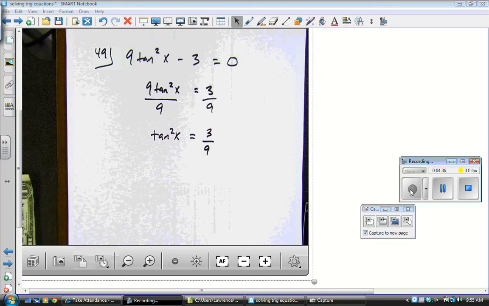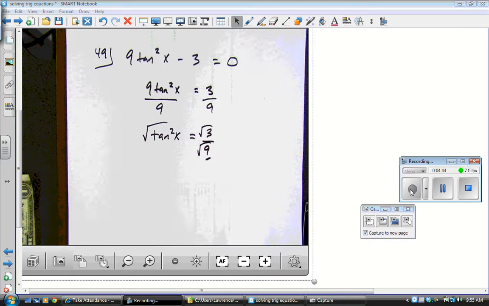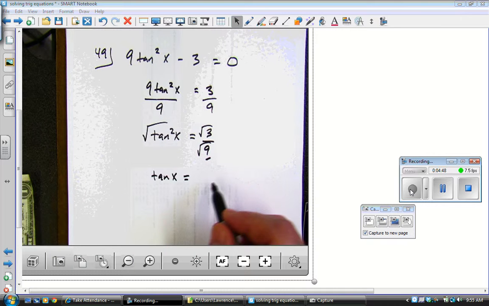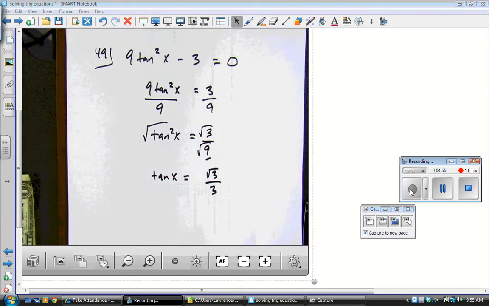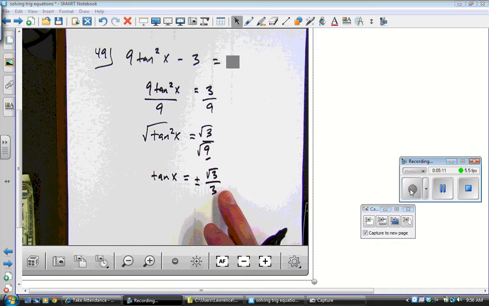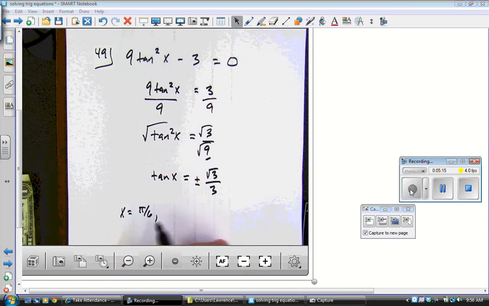So you get tangent of x equals square root of 3 over 3 plus or minus. And that just kills everybody on the square root methods, is the plus or minus sign. If you left off the plus or minus sign, you'd only get half of the solutions. It's going to be a total of 4. So where is tangent square root of 3 over 3 or negative square root of 3 over 3? Pi over 6, 5 pi over 6, 7 pi over 6, and 11 pi over 6.